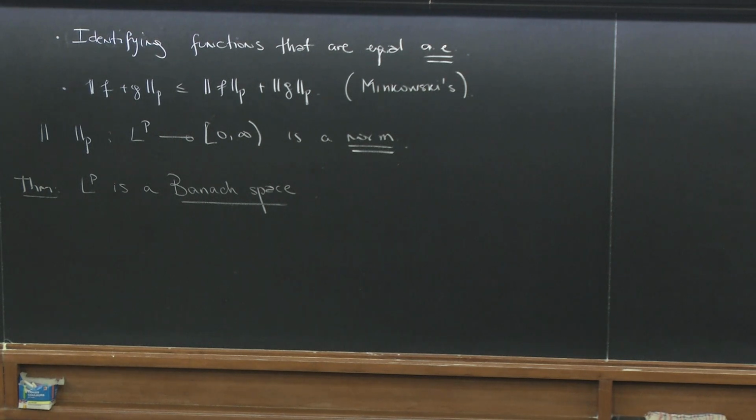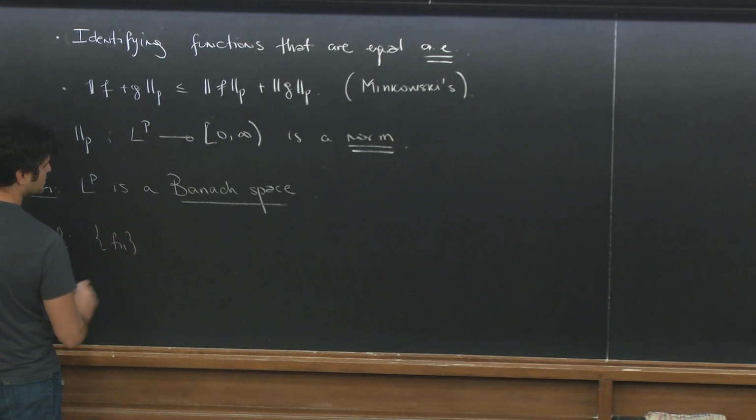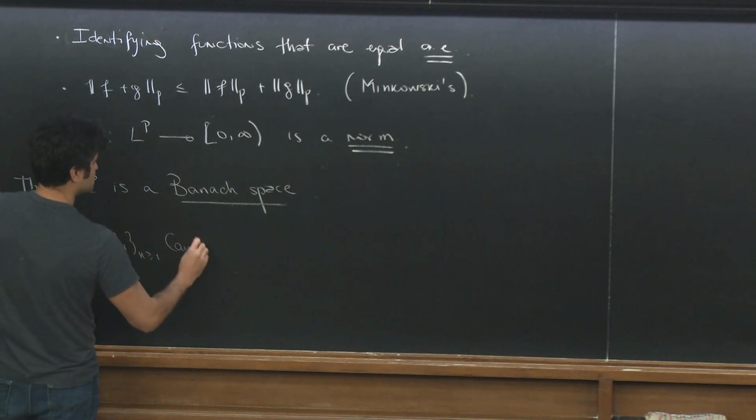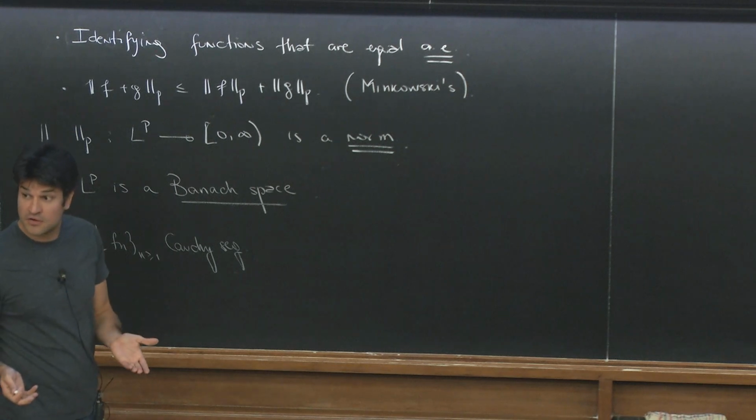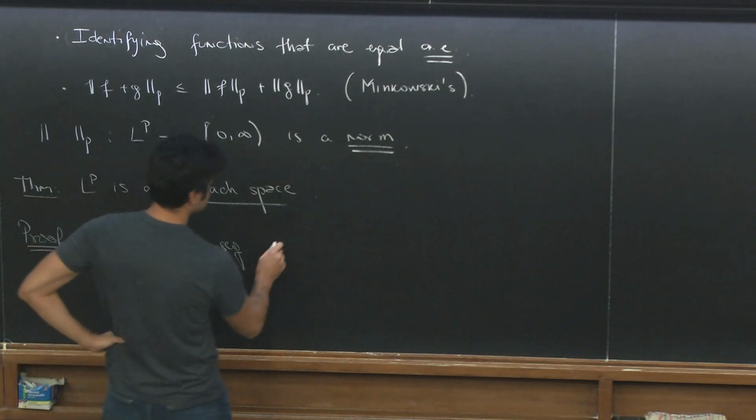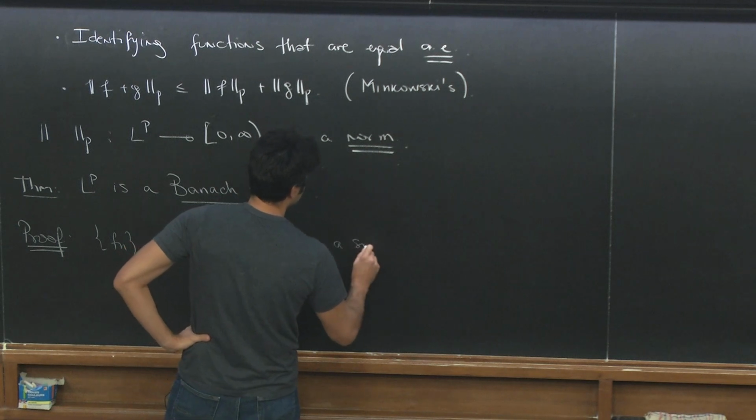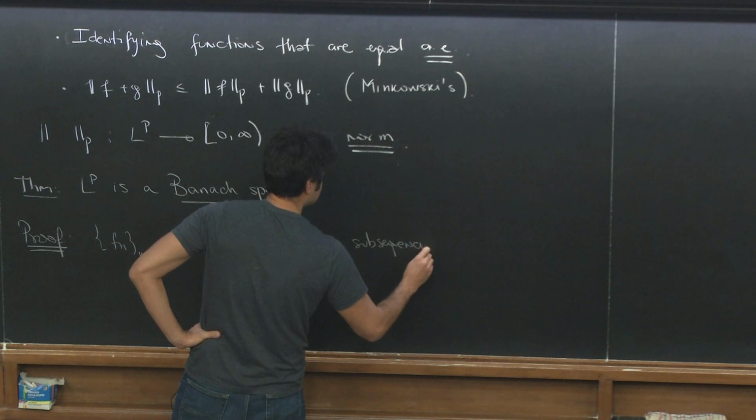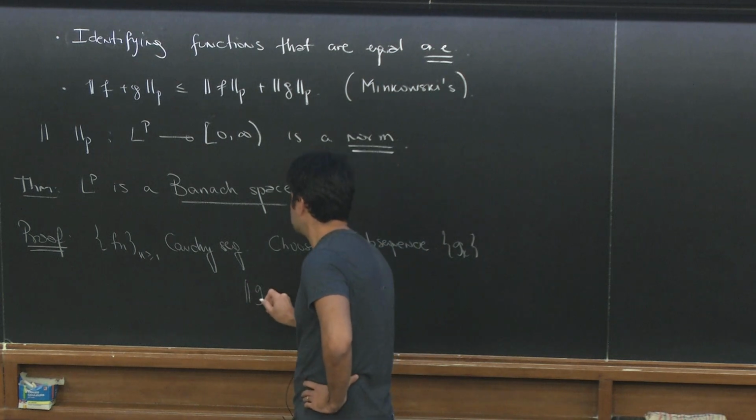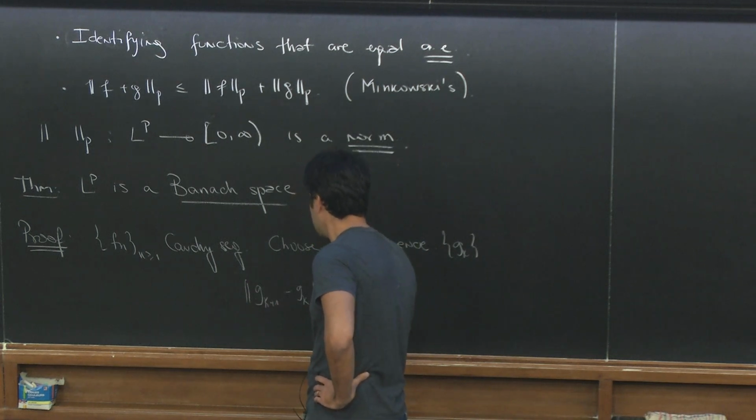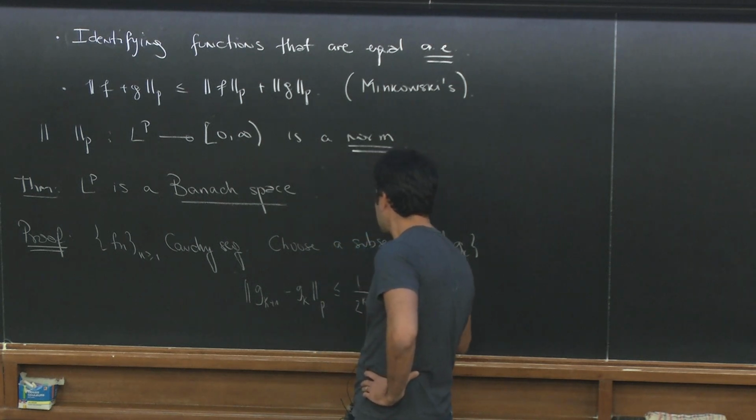Banach space means that it's a complete normed vector space. Complete means that every Cauchy sequence converges to an element of the space. If you recall, the main elements of the proof: you start with a Cauchy sequence fn in the space, and the idea was to use the definition of the Cauchy sequence to choose a subsequence that gets very close. We call this subsequence gk. We can choose it such that the LP norm of gk plus 1 minus gk was less than 1 over 2 to the k.